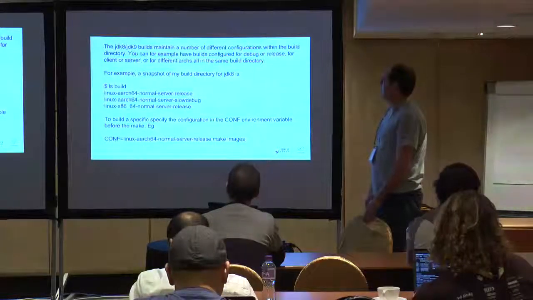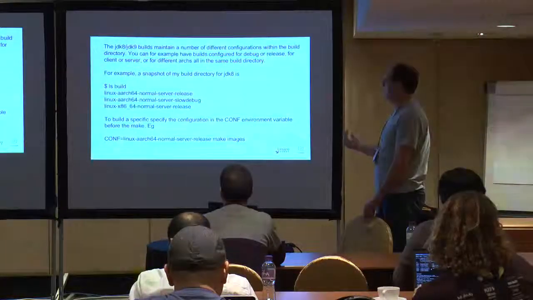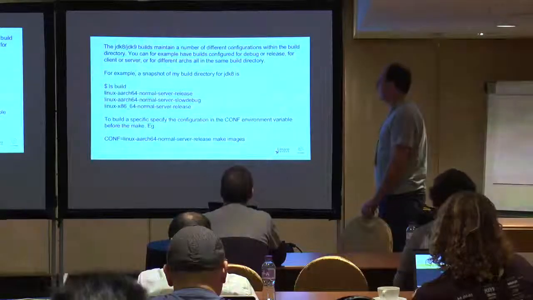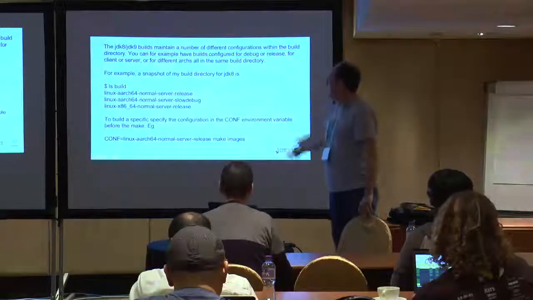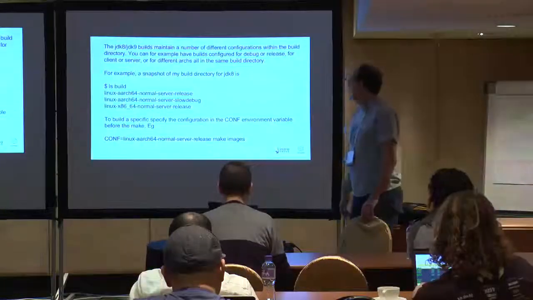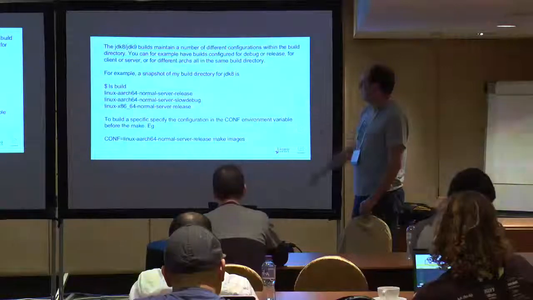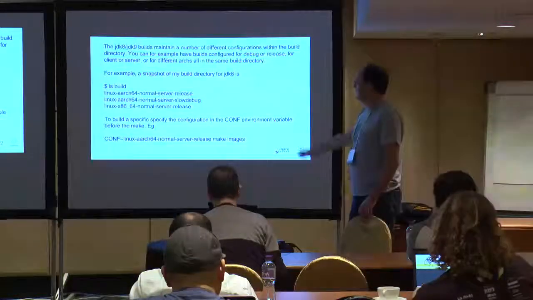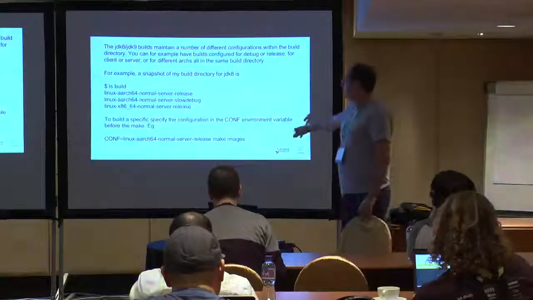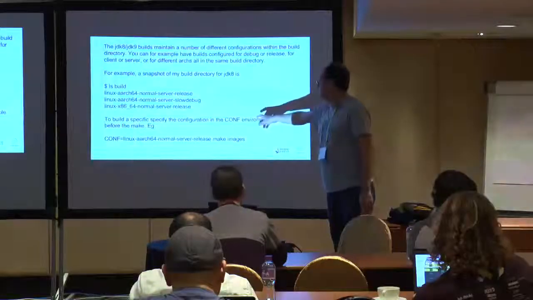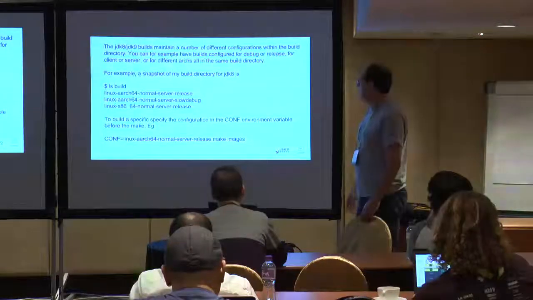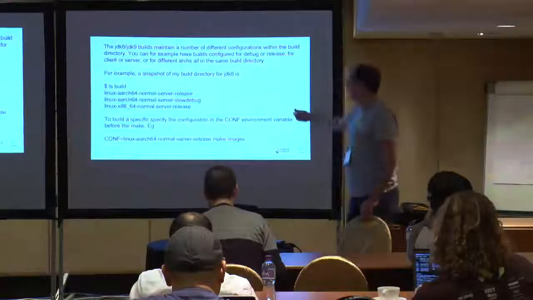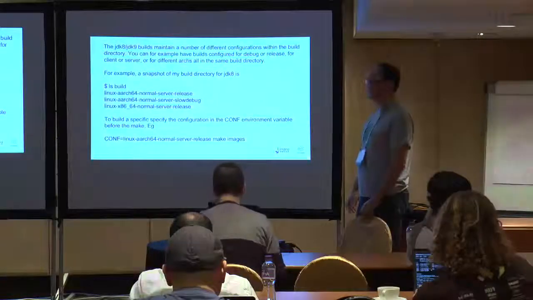JDK 8 and 9 builds maintain a number of different configurations within the build directory. So you can have builds for debug or release, for client or server, or even for different architectures. So just a quick look inside the build directory, I have builds for AArch64 and x86, server release and server slowdebug. It names them all like this. And then if you want to build one, you just set the CONF variable to point to the correct one. So CONF equals whichever one you want to build. Make images will make, in this case, the server release.